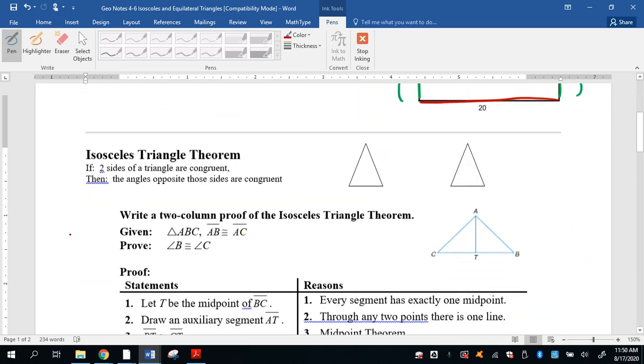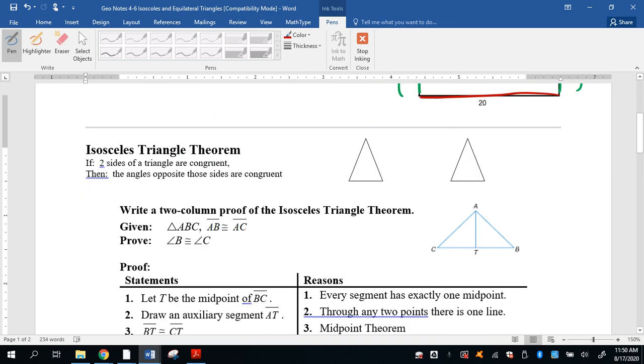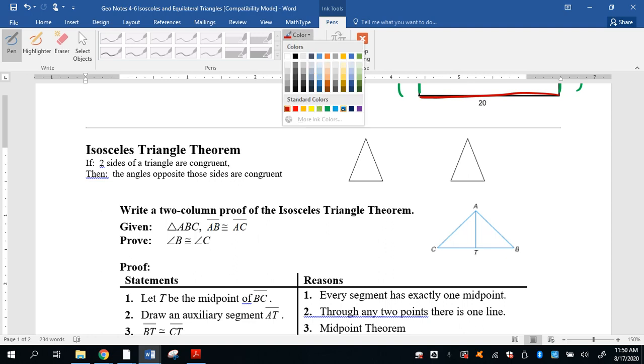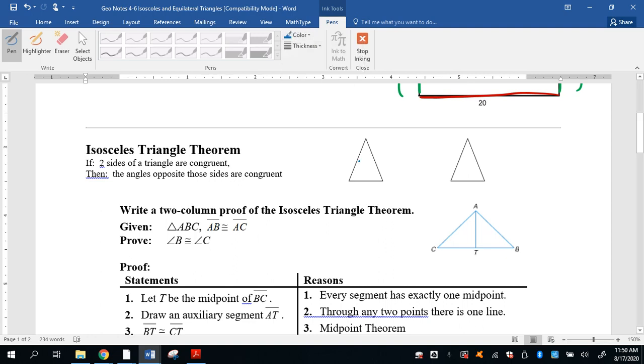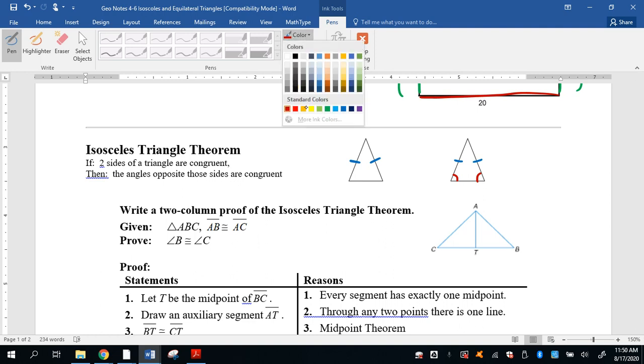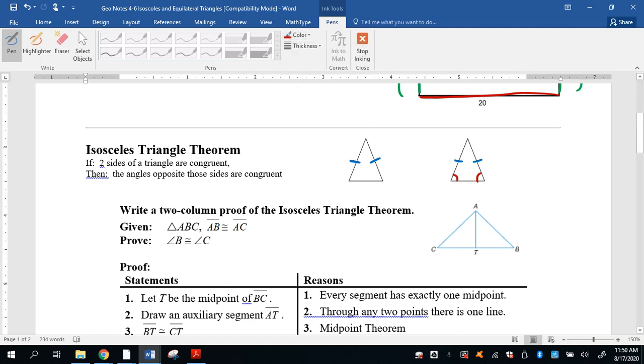So the isosceles triangle theorem says if we are given two sides are congruent in a triangle, meaning we have an isosceles triangle, then what we're going to prove is that the base angles are congruent. Now, a quick way to prove this is there's a proof that is typed out below. What you do is you start off with an equilateral triangle and then you draw in an auxiliary line segment.